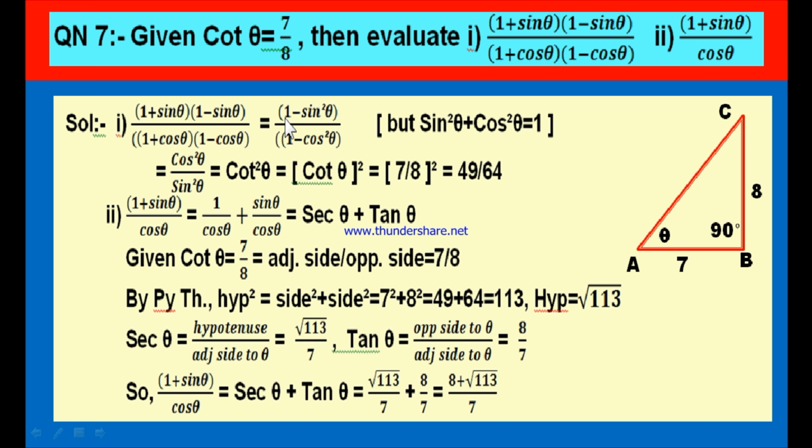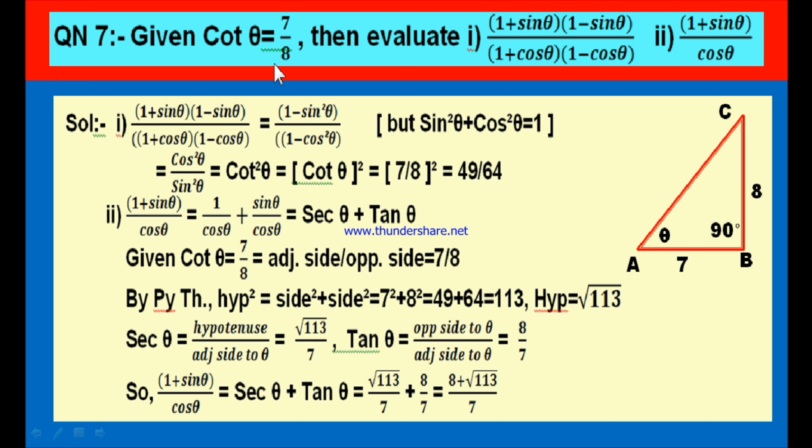In the place of 1 minus sin square theta, we can write cos square theta, divided by 1 minus cos square theta. Now, take this cos square theta to the other side, then sin square theta is equal to 1 minus cos square theta. Therefore, in the place of 1 minus cos square theta, we wrote sin square theta. In the place of 1 minus sin square theta, we wrote cos square theta. This is nothing but cos square theta by sin square theta, which is cos theta by sin theta whole square. Cos theta by sin theta is cot theta, so it is cot square theta.